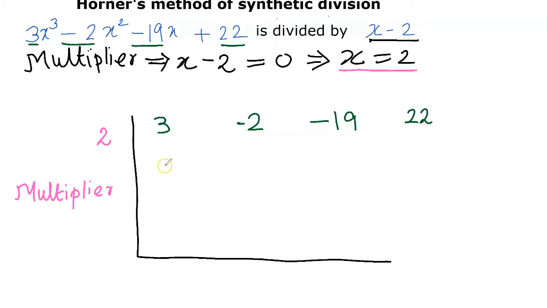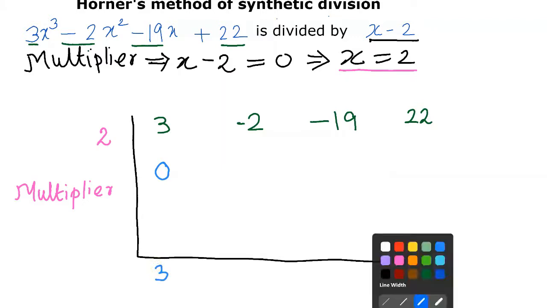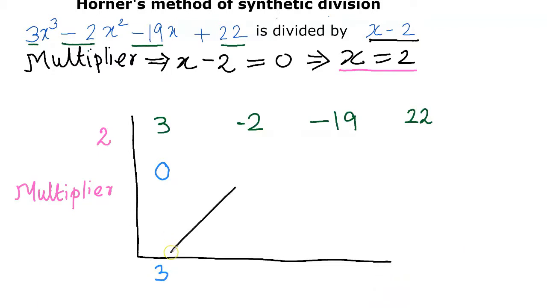Okay, so for the first term we can write it like this. So 3 plus 0 is, what is 3 plus 0? It is 3, right? And then we will multiply it with the multiplier, 2. So after the addition we have got 3, and 3 times 2 is 6. So we will write 6 here. Okay, so what is the addition of these two terms? Here we have done 3 plus 0 is 3. So what is 6 minus 2?